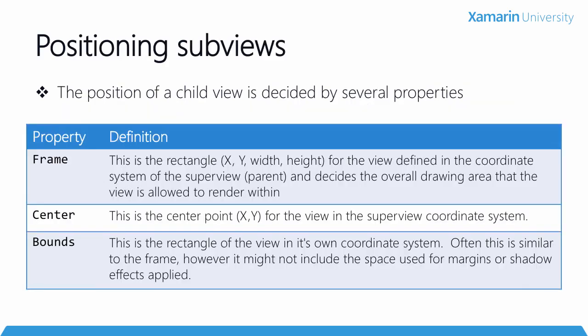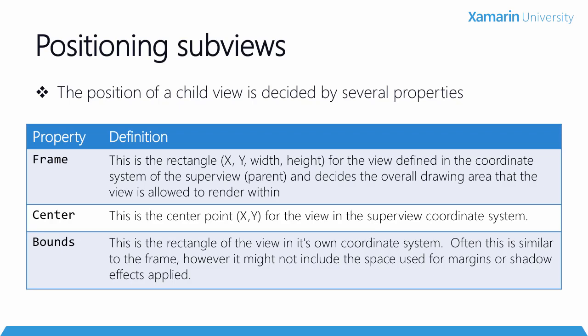Now, when we do that, there's going to be several properties that we use in order to kind of control where our view is and how large it is. So the one that we care about the most is the frame property. This is a rectangle that defines the x, y, width, and height for the subview defined in superview coordinates. What that means is it's a rectangle defined in the parent coordinate system that is the actual rendering space for the child view. And so if we create a button, for example, its frame would be the frame in the parent coordinate system for where that frame is located and how big it is.